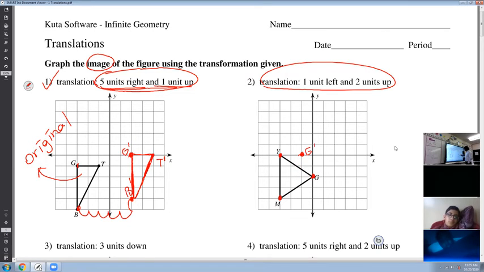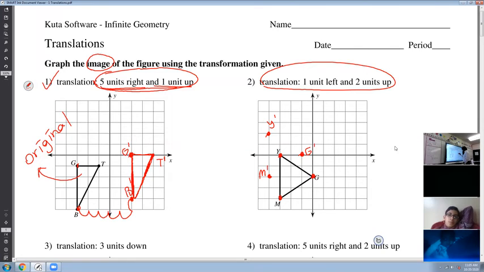Locate G prime. And this is 1 left and 2 up. 1, 2. And Y prime. Okay, we locate Y prime. And how about M prime? Where will we locate M prime? 1 left, 2 up. 1, 2. So it will be right here.